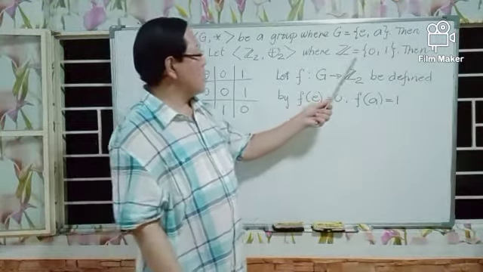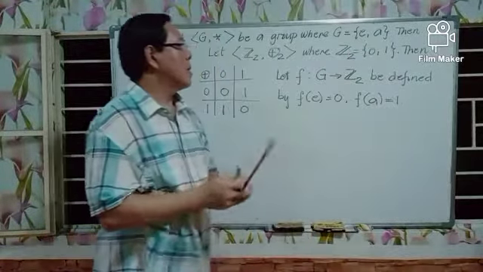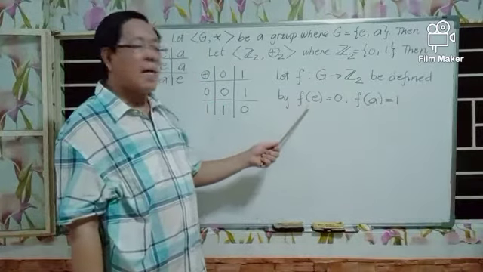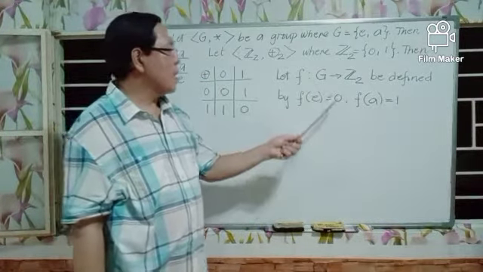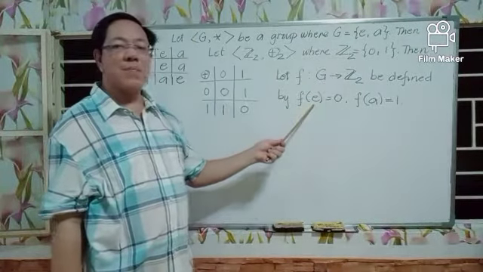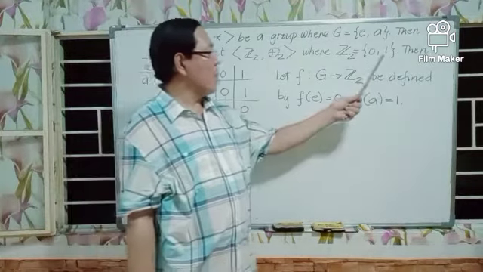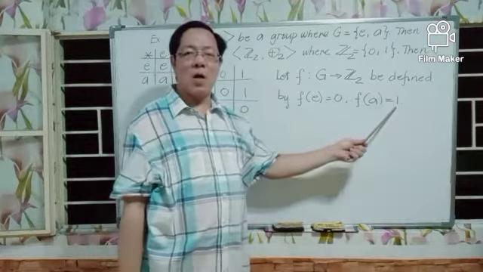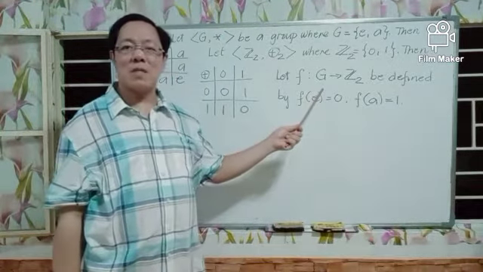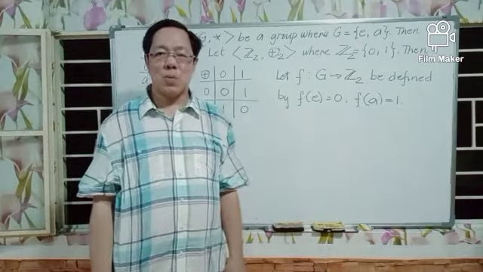And each element of C2, 0 and 1, is an image of an element in G. Start with 0. 0 is an image of element e under the function f. And 1 is also an image of an element a of the set G. Therefore, the function f is onto.